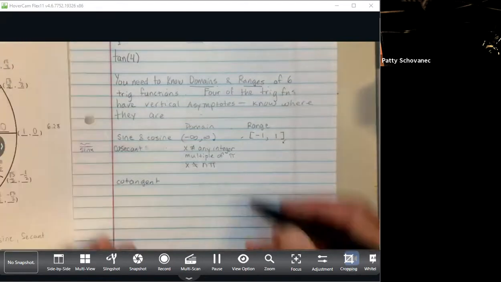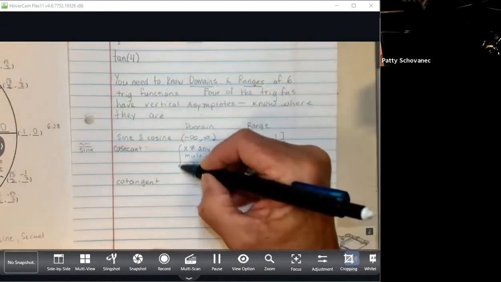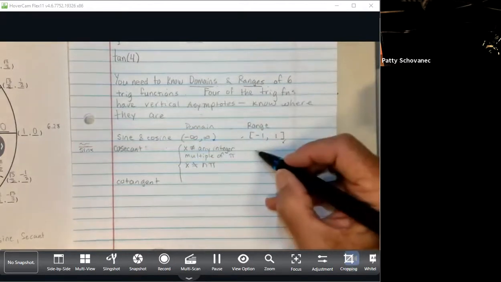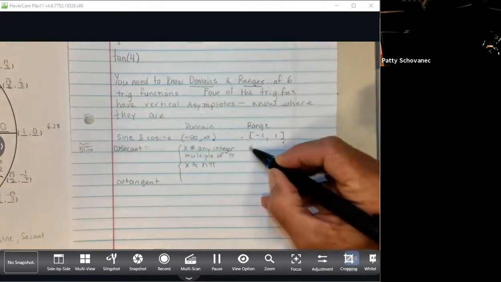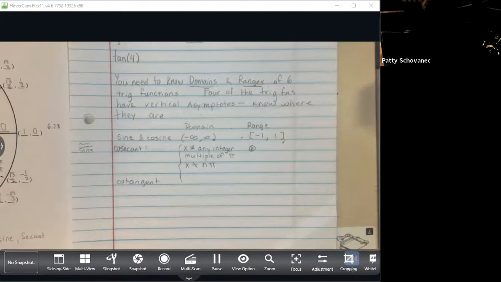But they have the same domain. Now the range of the cosecant. Remember how we graphed the cosecant? We graphed a sine curve, and where the sine curve crossed the x-axis, we drew the dotted asymptotes. And then what did the rest of the cosecant graph look like in between the asymptotes?